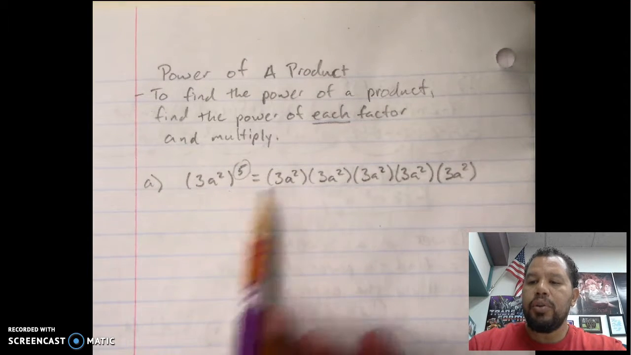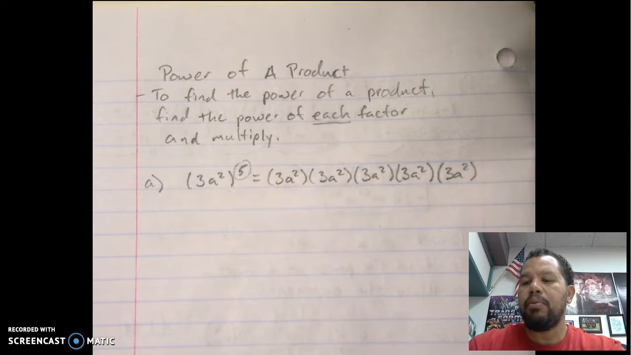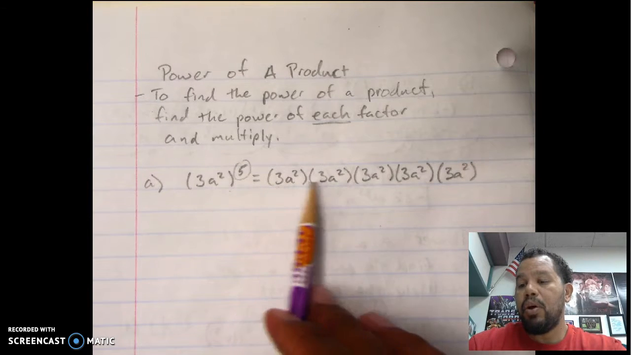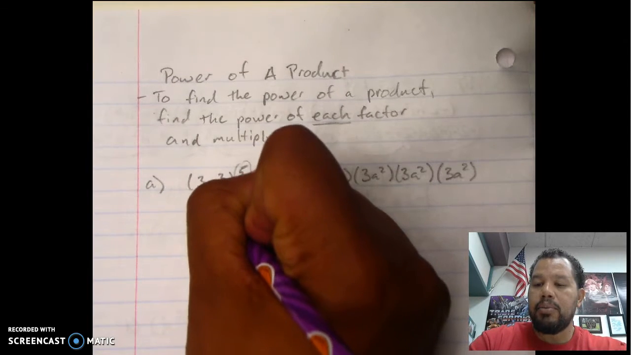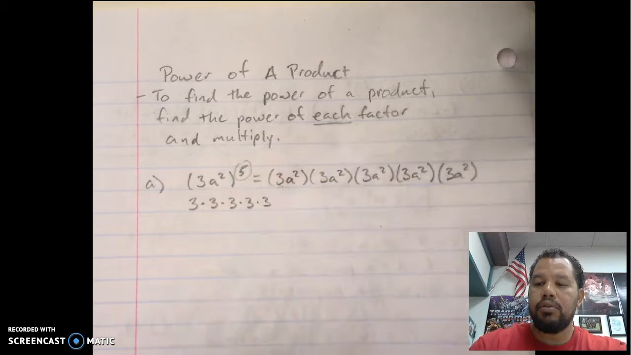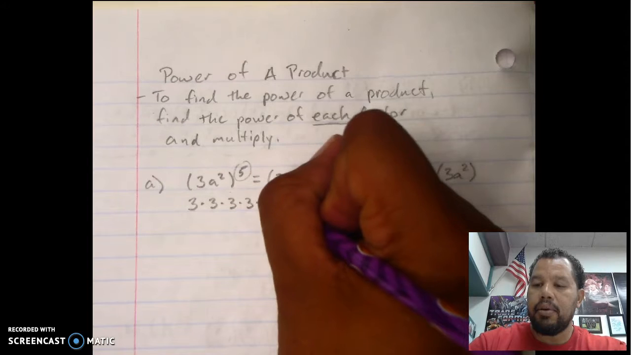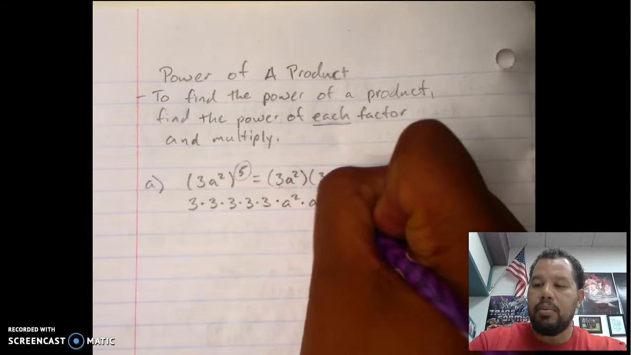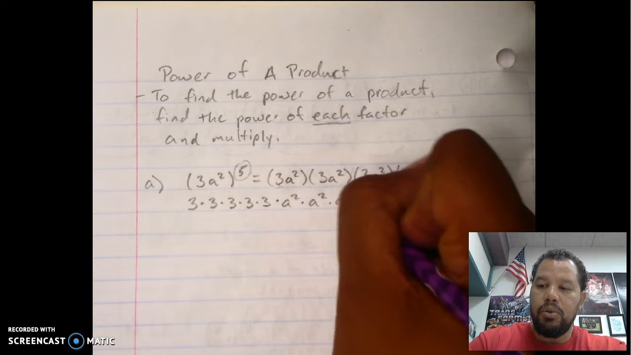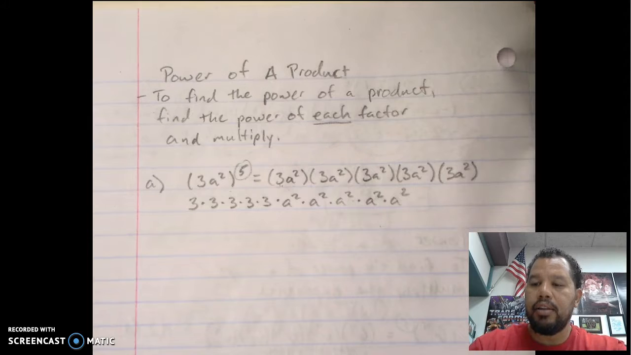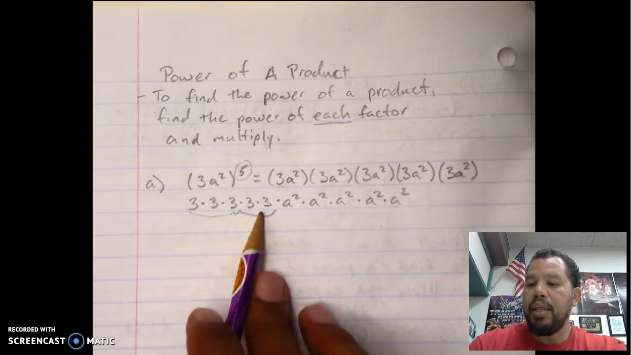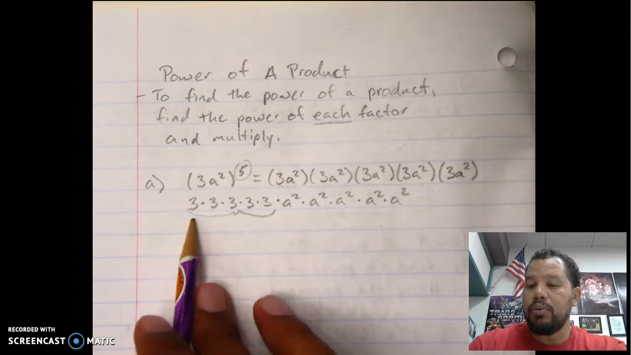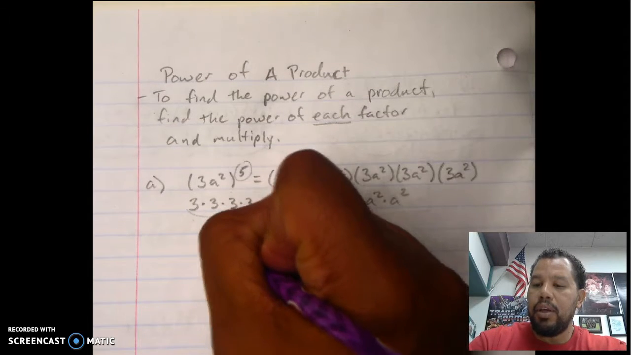But since we have 2 things inside the parentheses, and they're different, a constant and a variable, I'm going to rearrange this, removing all my parentheses using the commutative property. I'm going to group the like bases together. So I'm going to put my 3s all together: 3 times 3 times 3 times 3. And then I'm going to put all my a's together: a squared times a squared times a squared times a squared. 1, 2, 3, 4, 5 right there. So we learned that if we have bases or factors being multiplied repeatedly, we can write that as a power. Since we have 3 5 times, that just means we have 3 to the 5th power.